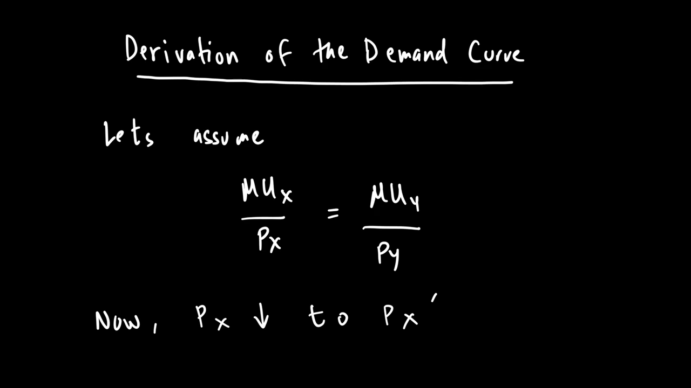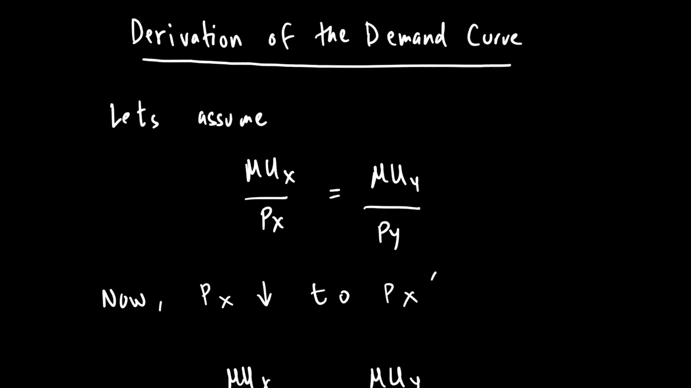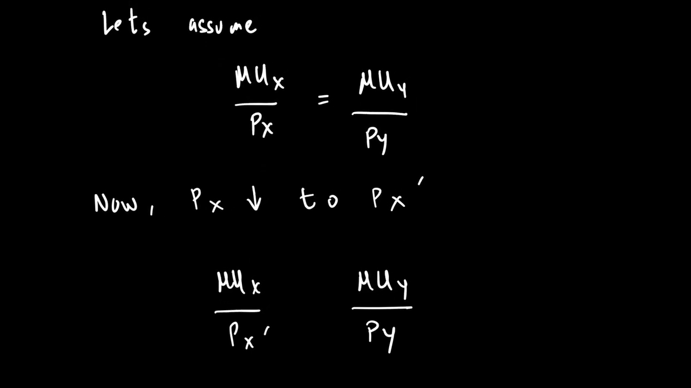Now, but what if price of X goes down to PX dash? With this, MUX over price of X dash will now be different from MUY over price of Y. Previously the price of X was PX, now it's PX dash. When the denominator becomes smaller, the left hand side will become greater than the right hand side. So MUX over price of X dash will become greater than MUY over price of Y. Does that make sense, guys? Why? Because now the price of X is going down.